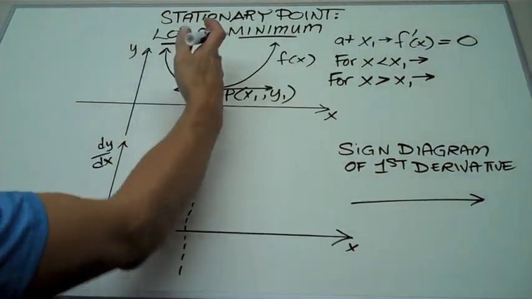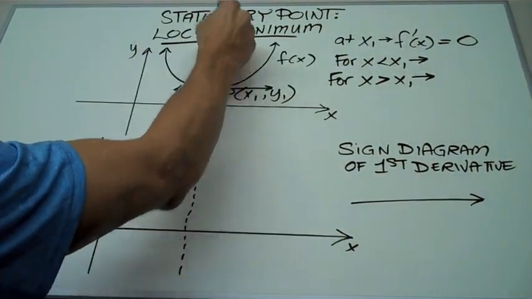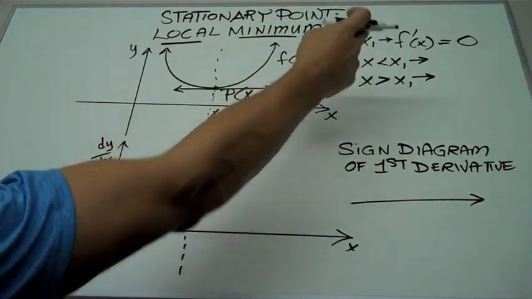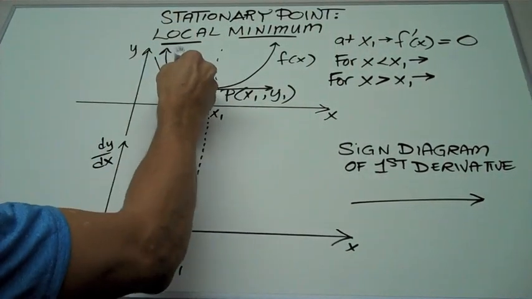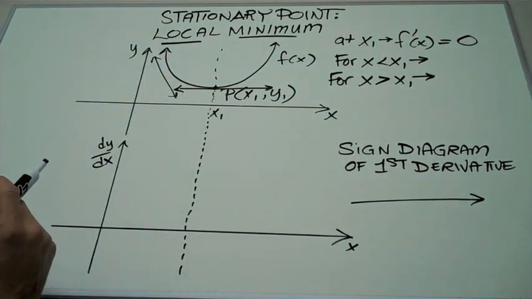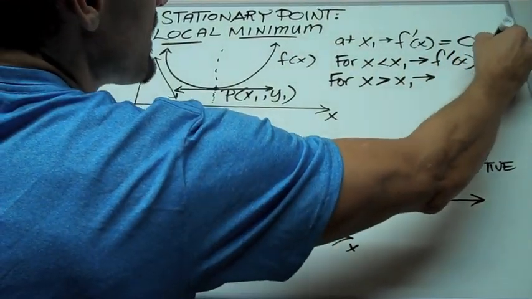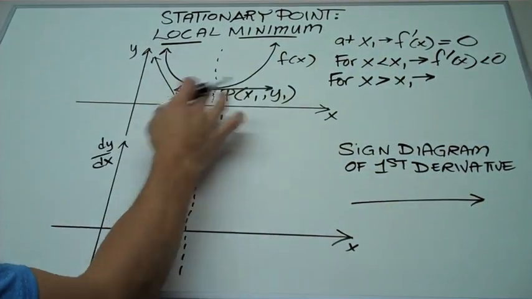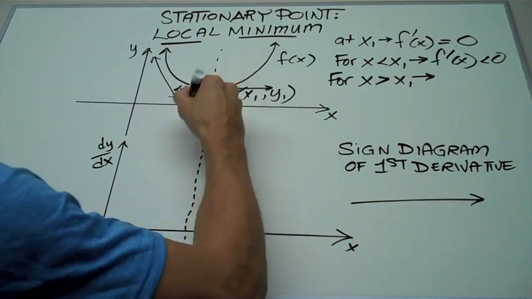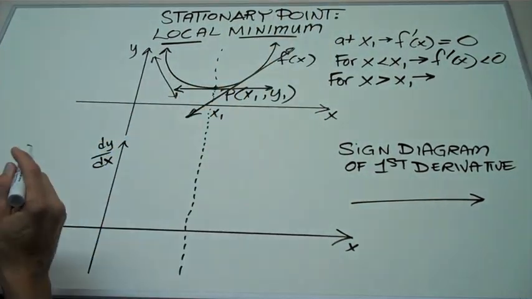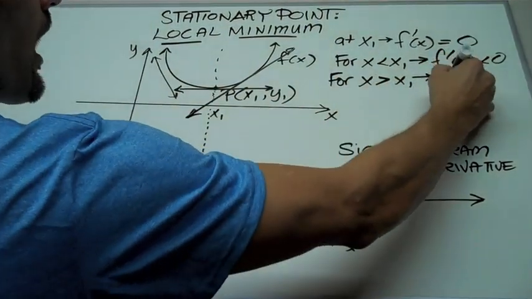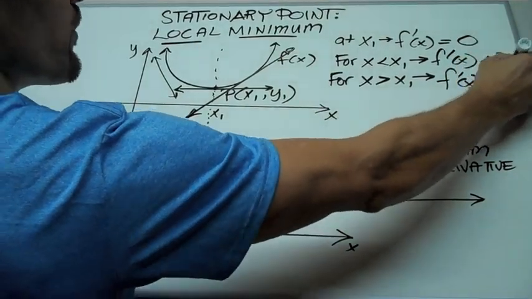Now for any x in this region, to the left of x1, for x less than x1, we can see that we're going to have negative slopes for our tangents. So we say that f dash of x is less than 0. For x greater than x1, our tangent lines will be positive. So for x greater than x1, our f dash of x, our derivative, will be positive.